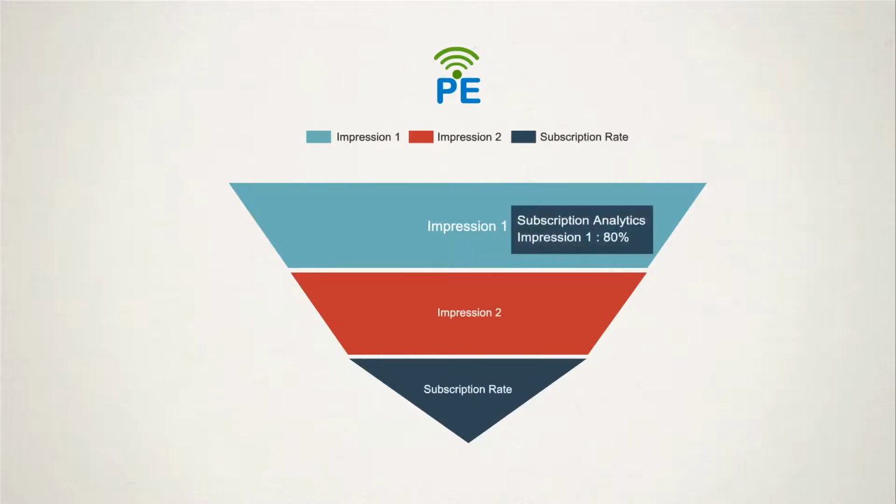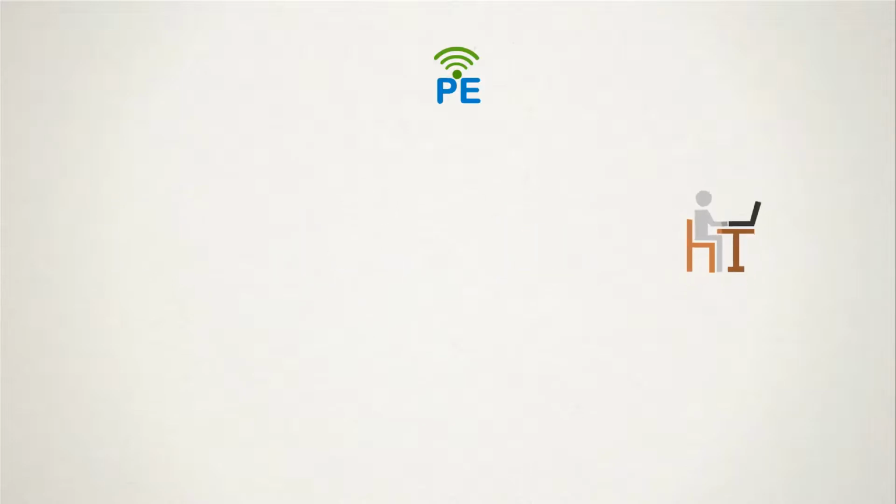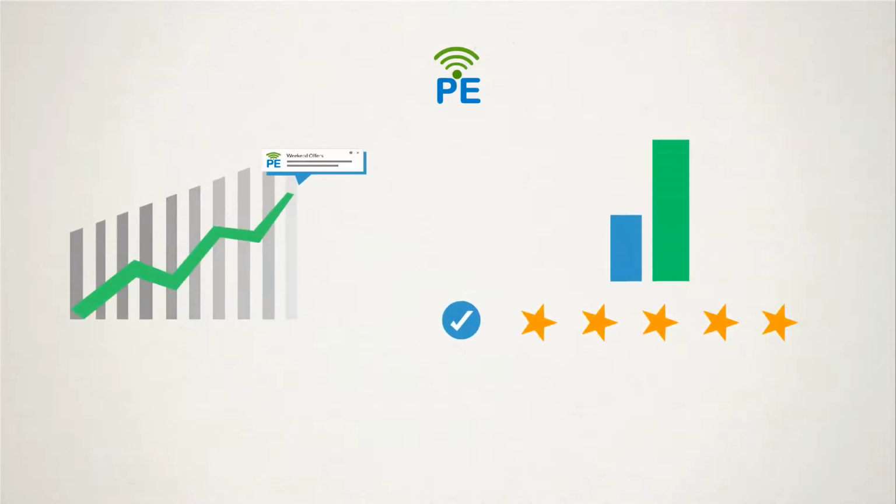You can automatically segment your subscribers based on geography, device, browser, customer action, and more. With targeted notifications, you can double the click rates of your regular notifications.